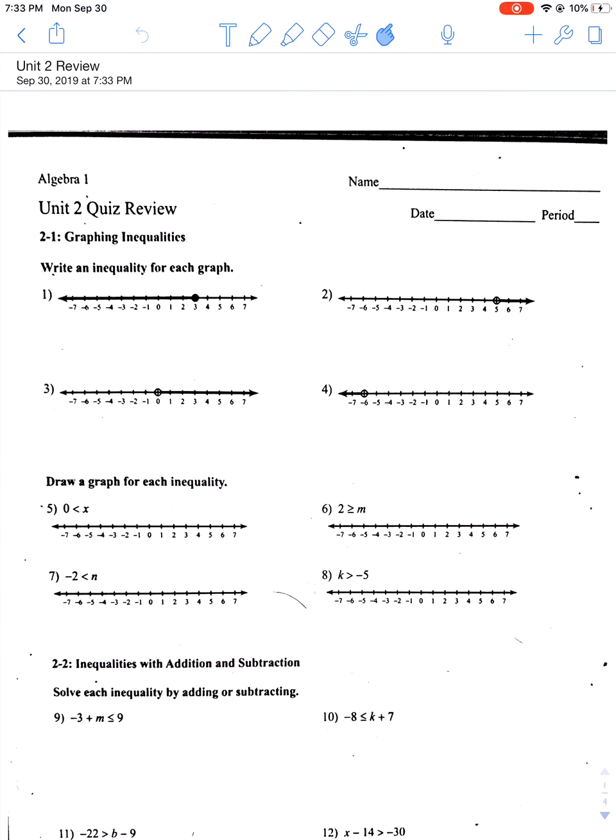Alright guys, so we're going to be looking at the Unit 2 quiz review. I'm probably going to go to the odds here just because it's kind of the same thing just over and over again. So let's look at number 1.